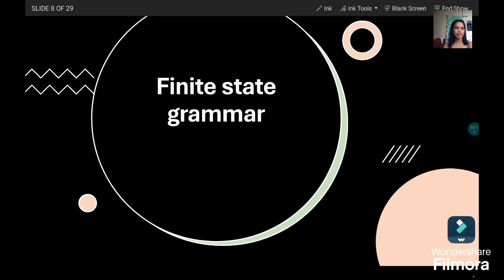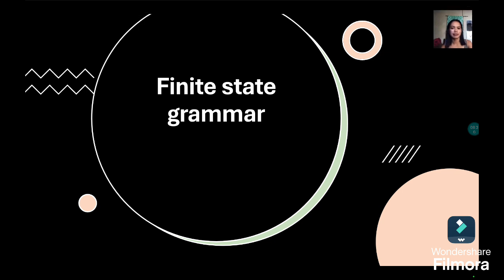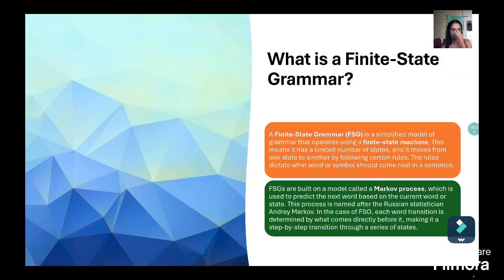Again, to judge the adequacy of grammar, we apply both observational and descriptive adequacy. Now let's proceed to the finite state grammar. So what is finite state grammar?